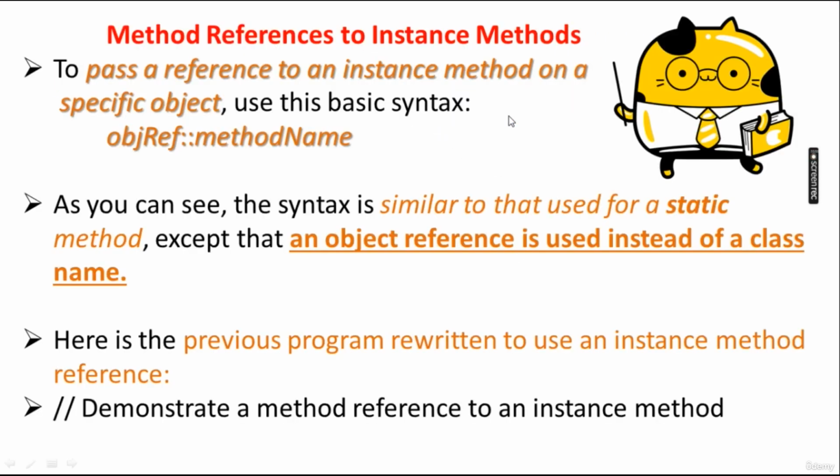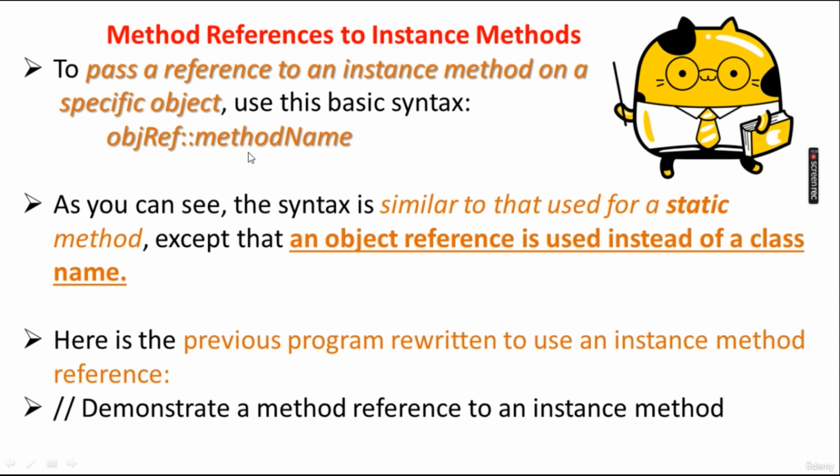Next, method references to an instance method. To pass a reference to an instance method on a specific object that is not static, like object name dot method name, use this syntax: object reference name double colon method name. The syntax is similar to the static method, but here we are using the object reference instead of the class name. So here we will be passing the object reference double colon method name.